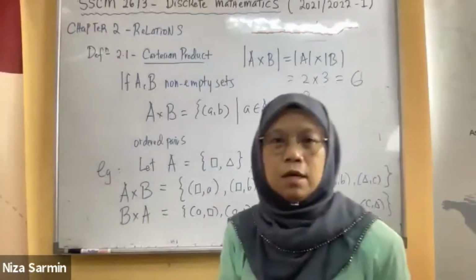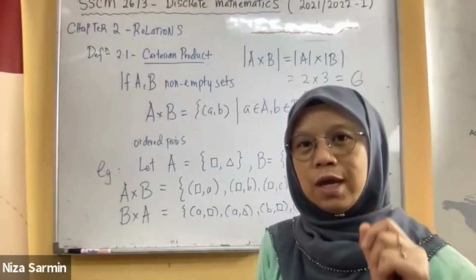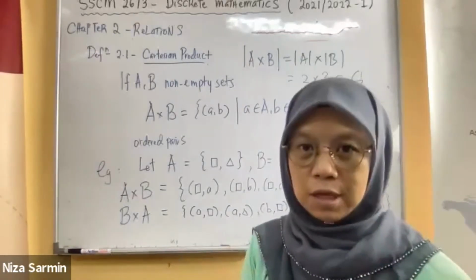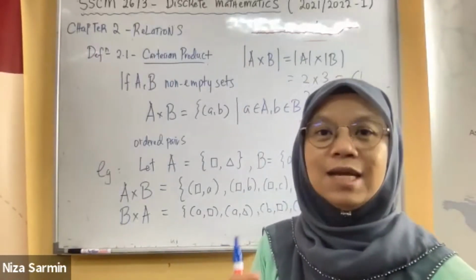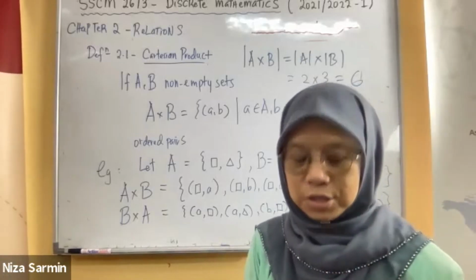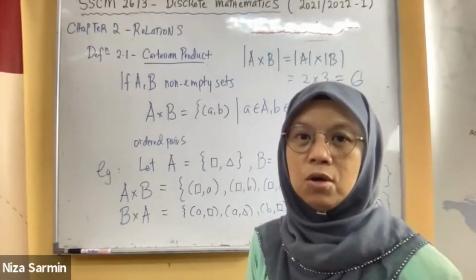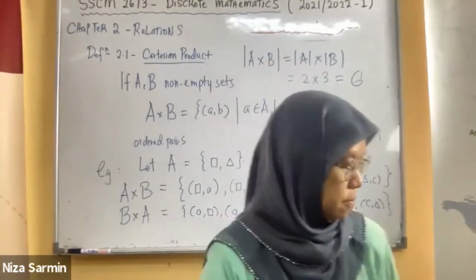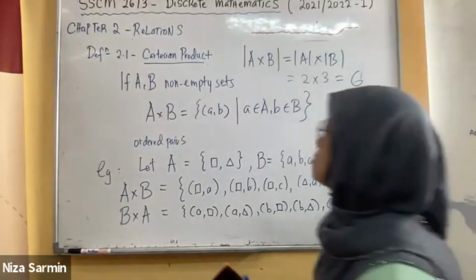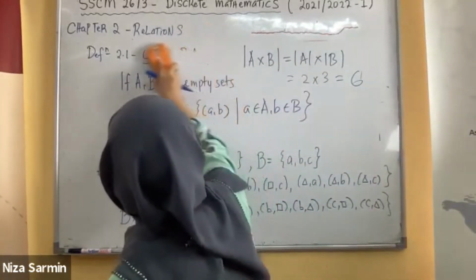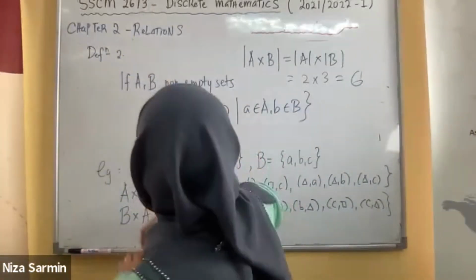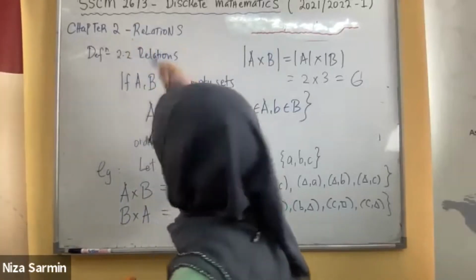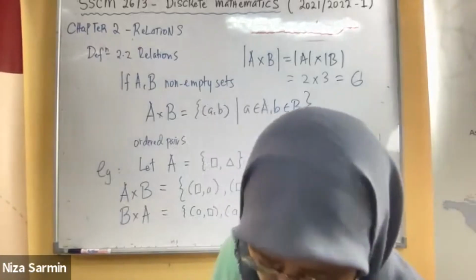Okay, now once you get to know the Cartesian product of two different sets, it can also be the same set. You can find the relation. Relation depends on the Cartesian product. And the definition of the relation is that, okay, so I put definition 2, for relations.